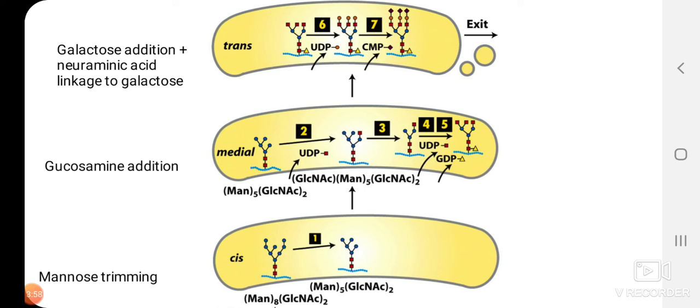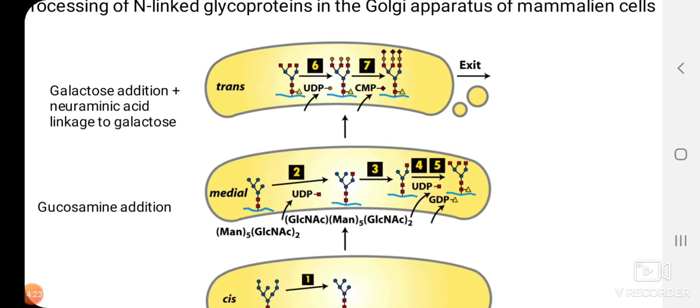This processing is done by the glycosylases and glycosyl transferases, which are very specific for their particular substrate, as well as the bonds they are going to form. Glucosamine is going to be added in the case of the medial Golgi. Further, in the trans Golgi there will be addition of galactose units, and N-acetyl neuraminic acids are going to be added, so that the final processing of the sugar tree is completed.